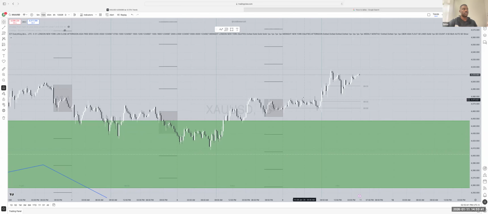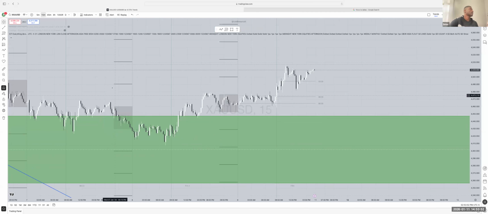Here's an example of our Asian range consolidation being extended through London, and then London's low came out at NFP and took out all the liquidity, but still consolidation, manipulation, distribution.